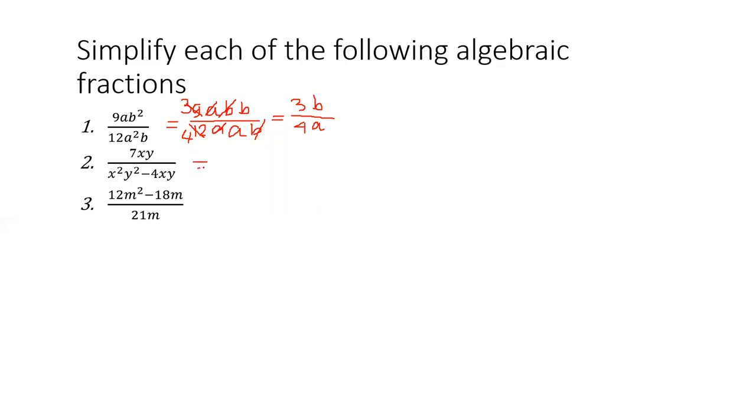Number 2, don't do anything for the numerator. Just for the denominator, we need to factorize xy. So 7xy, no need to do anything, still 7xy. And for the denominator, xy times xy minus 4. x times y divided by x times y becomes 1. And the result equals 7 over xy minus 4.